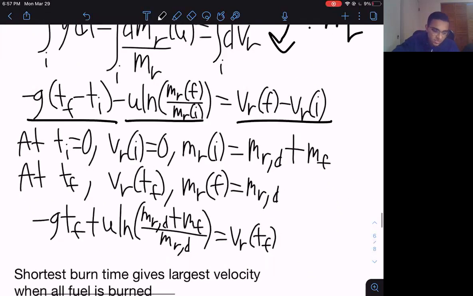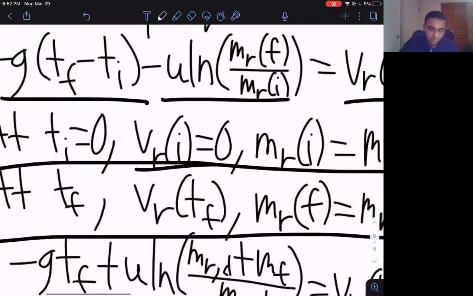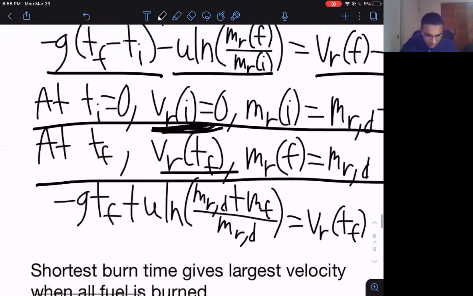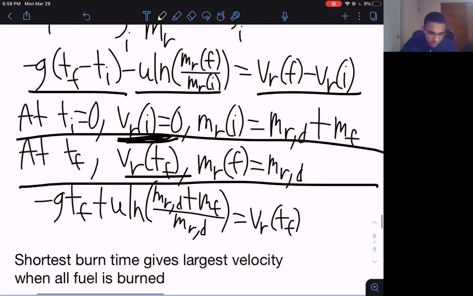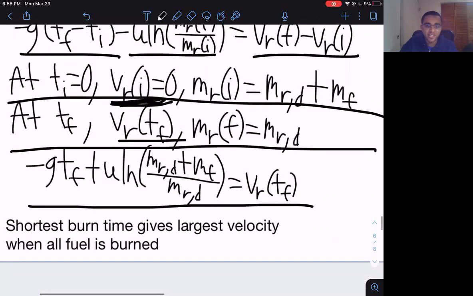Next, we're going to impose some initial conditions at time t equal to 0, the initial time. Your total mass is just the mass of the rocket plus the mass of the fuel in our rocket, if we're just considering the rocket to be the system. And then at our final time, the final mass is just the dry mass of the rocket. The m sub r comma d right there is just the dry mass of the rocket. And here you have your initial velocity and final velocity as well. We're just saying that the rocket starts from rest. Anyways, we make the simplification: negative g t sub f plus u natural log. So this equation right here is just simplified from the one you see above. This is the final rocket equation.